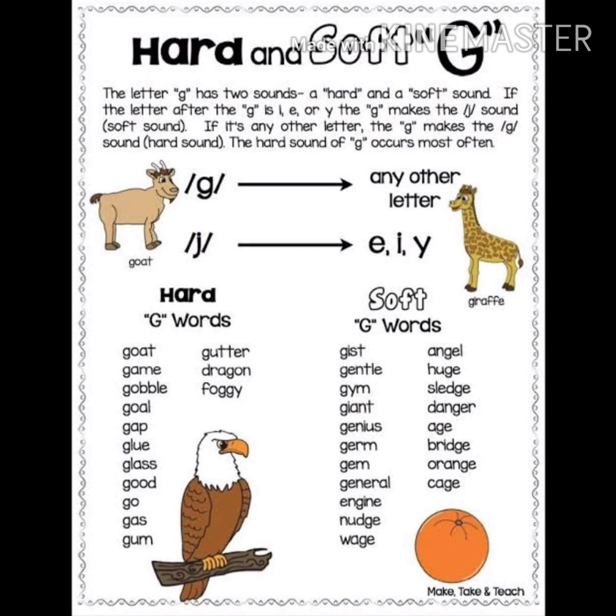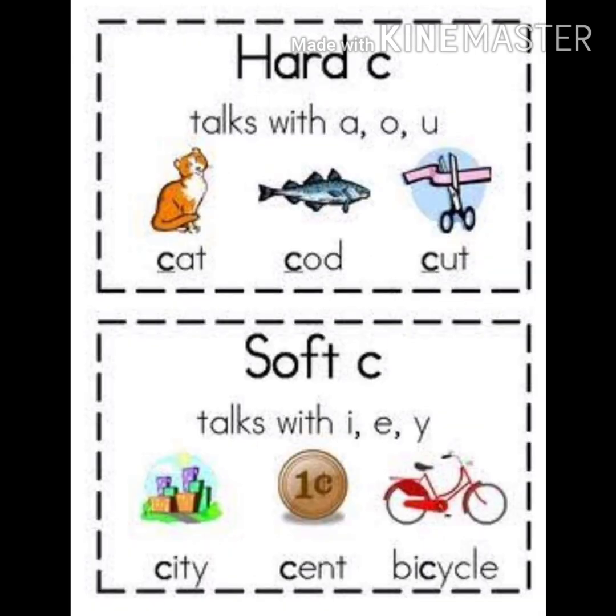So mostly we pronounce G as a G, okay? But if we had letter E or I or Y after G, we pronounce it like J, okay? Like gentle, gem, giant, garage, bridge, age, cage, general. Another letter that we pronounce differently is letter C.